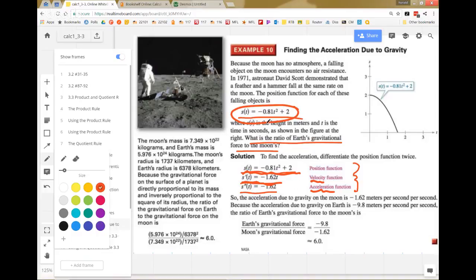So that is pretty cool, and it's almost a given that you're going to see in the assignment some problems like this where you're given the position function.